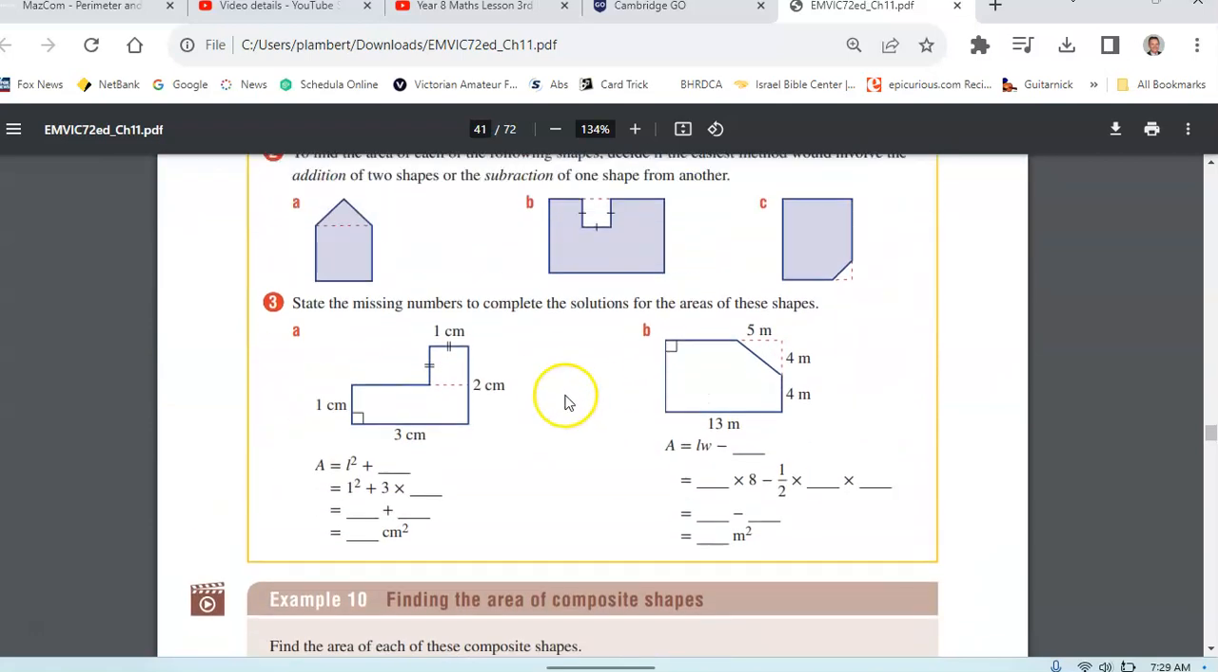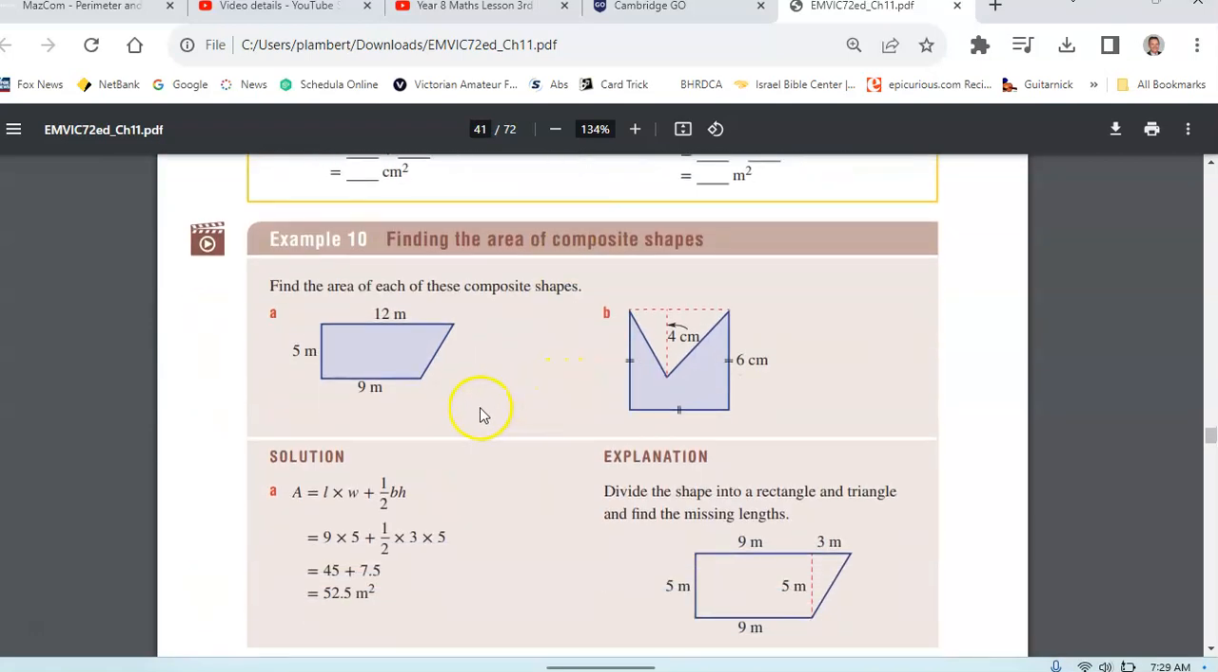Some more examples of composite shapes. Let's have a look at example 10. You'll notice here you've got a rectangle plus a triangle. With this one, you've got a square, 6 centimetres, minus a triangle with a base of 6 centimetres and a vertical height of 4.